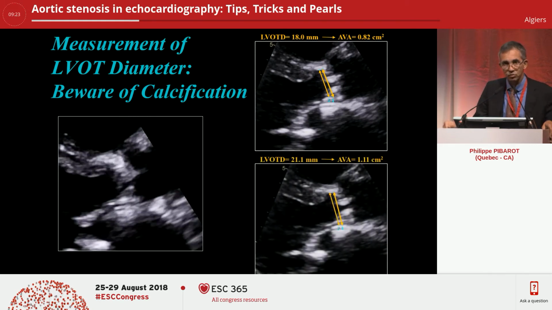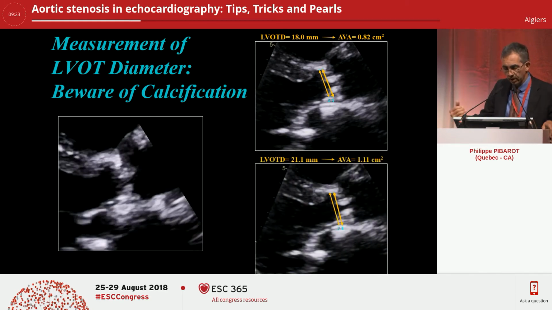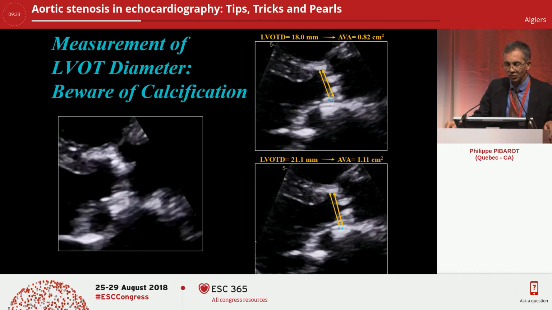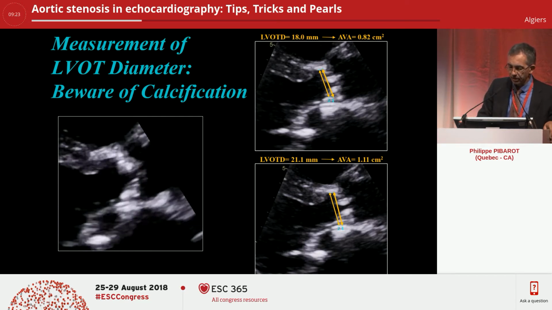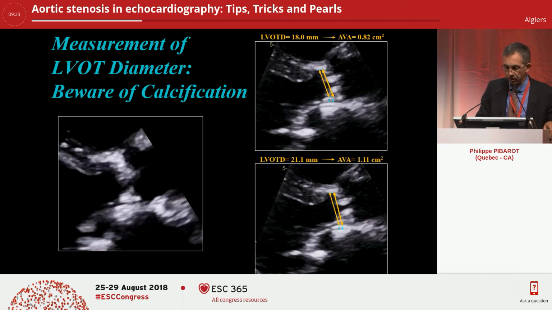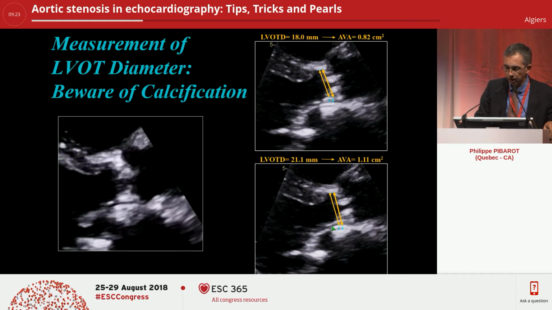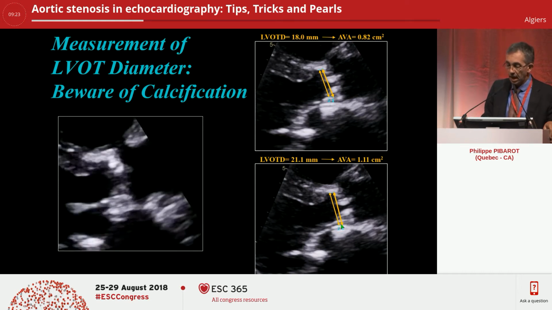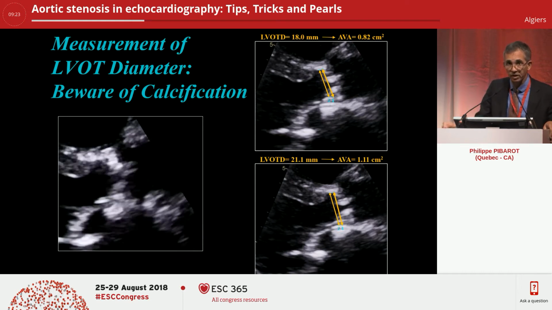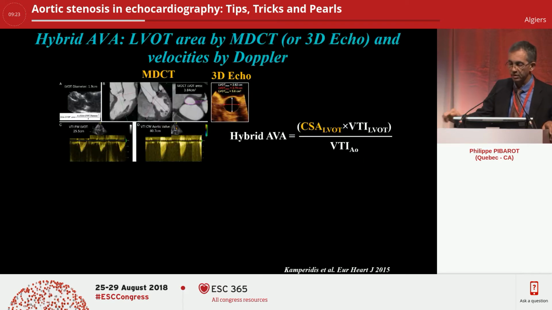Actually, the right measurement is this one that excludes, or includes, depending on which side you are, the calcification that you see here, this huge calcification here. And you see the difference in terms of valve area: you have a 0.4 centimeter square difference.